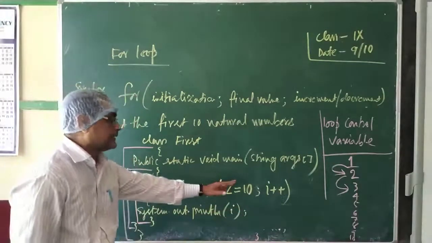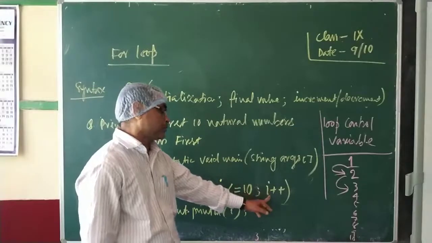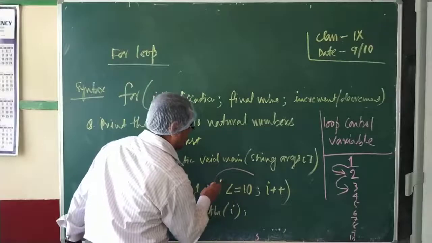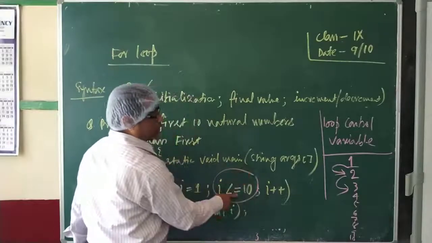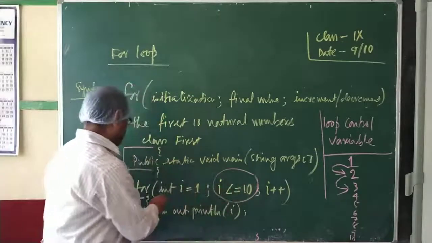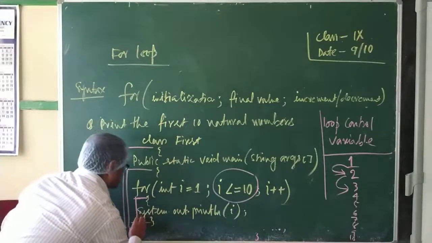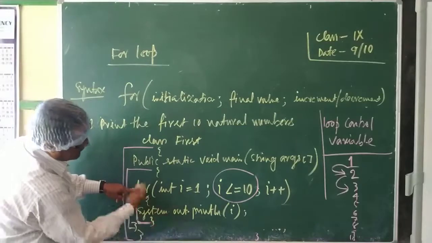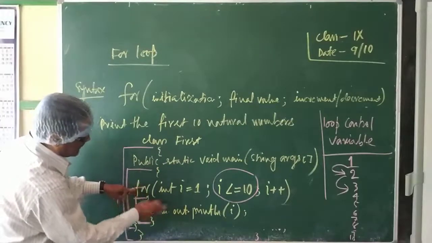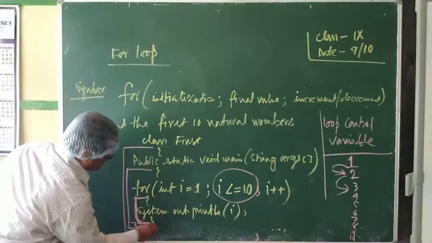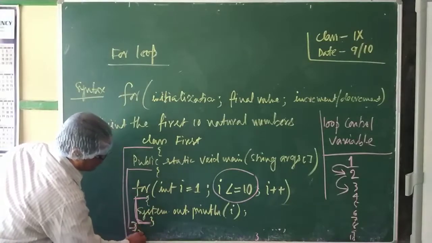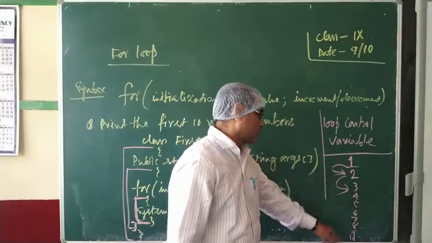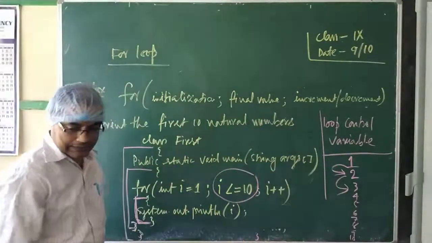Then after reaching 10, I plus 1 will make it 11. Then this condition will be false, because 11 is not less than equal to 10. Once it is false, the control will come out from the area of the for loop. Then after that nothing is done, it reaches the closing bracket, and the program ends. So ultimately the result is 1, 2, 3, 4, 5, 6, 7, 8, 9, 10.